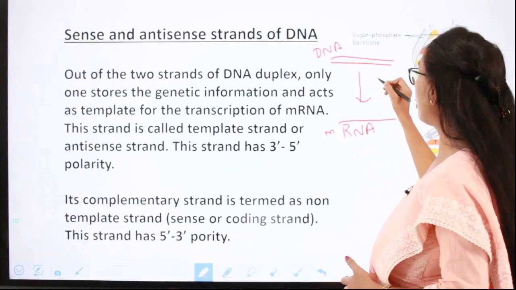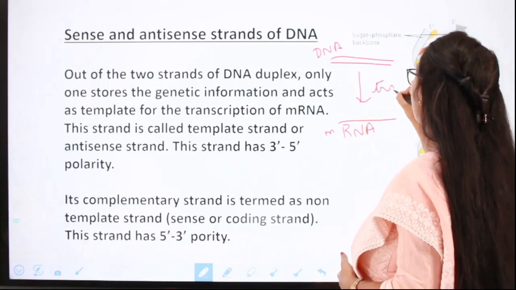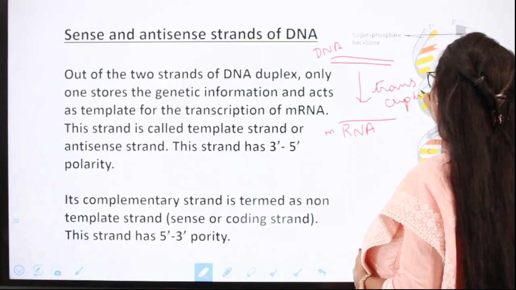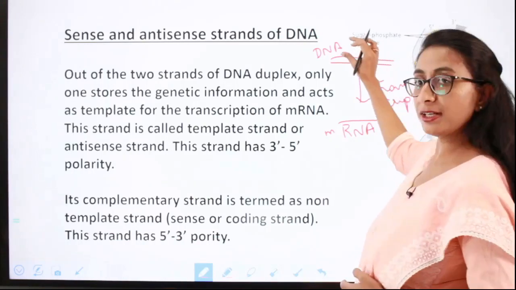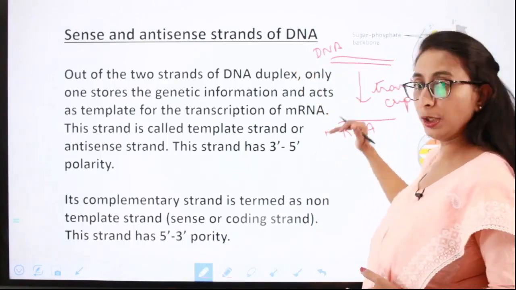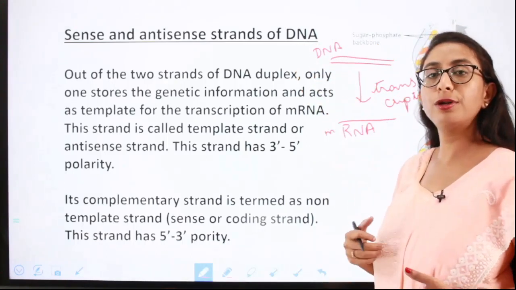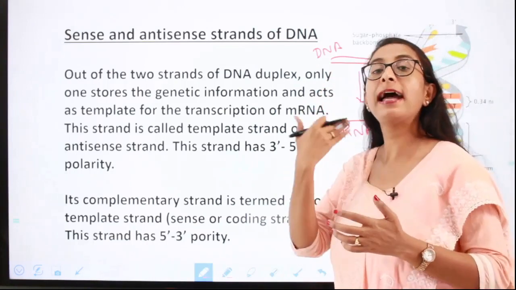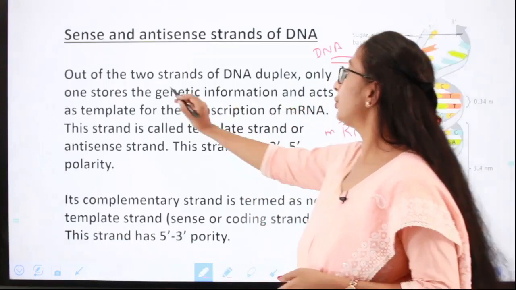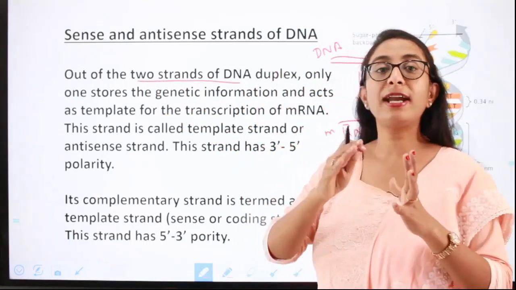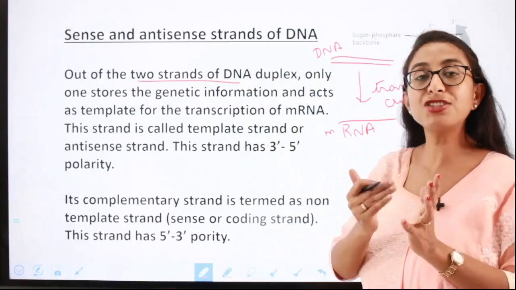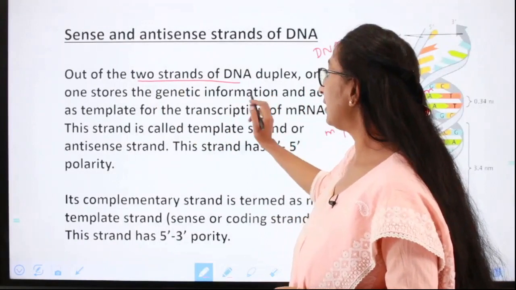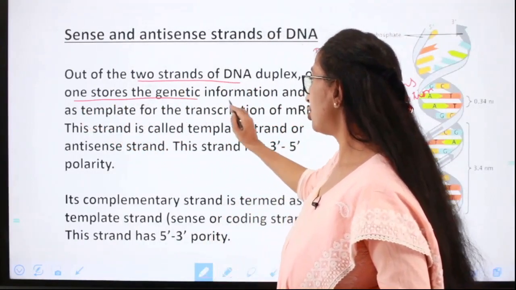And during the process of transcription, a double-stranded DNA molecule is getting converted or decoded into a single-stranded RNA molecule. So what does that mean? Only a single strand of DNA is getting decoded and the other one is not. So out of the two strands of DNA, only one strand stores the genetic information, and that strand is called the antisense strand.